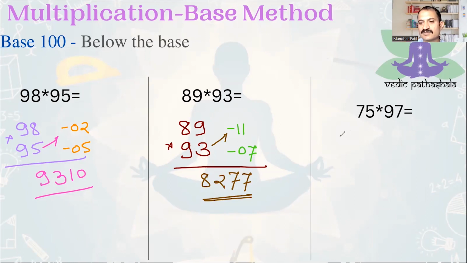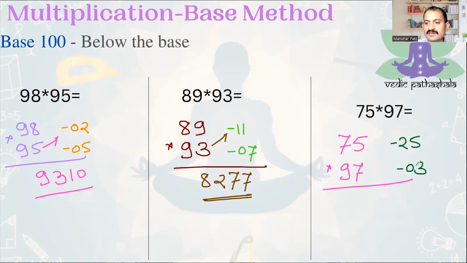Great. First thing is you have to write it in the proper way. Then write the deviation. You will get minus 25 here and minus 3 here. So there are two parts of the answer. 25 3s are 75. Minus minus becomes plus. And then cross addition: 75 minus 3 becomes 72. This is the final answer.